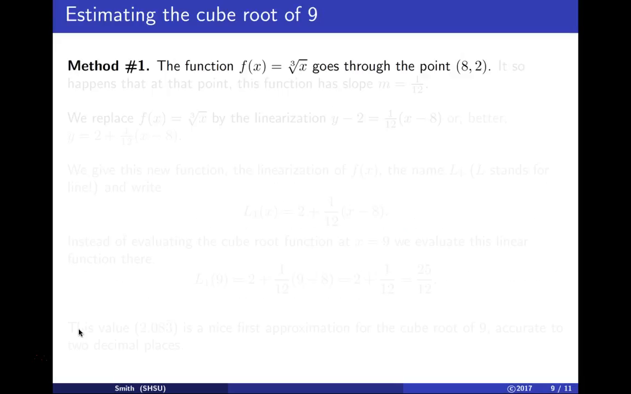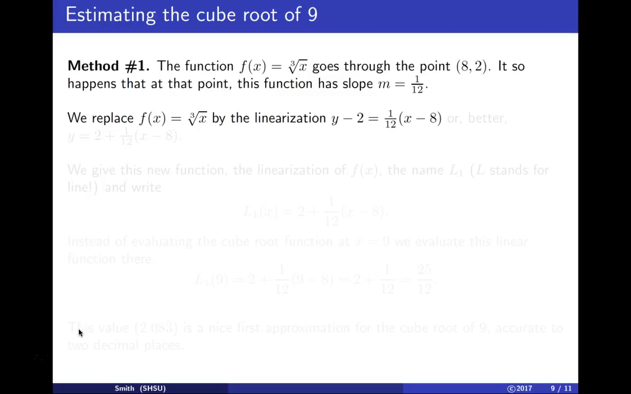All right, we're trying to find out about the cube root function, and it goes through the point (8, 2), since the cube root of 8 is 2. It so happens at that point, magically, take my word for this, that the slope is 1/12. Let's linearize the function there at the point (8, 2).